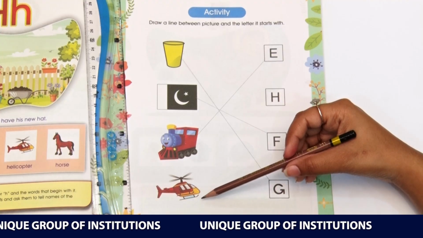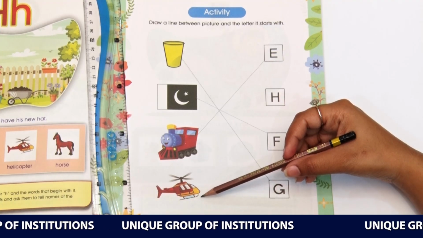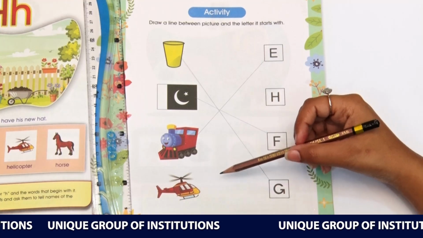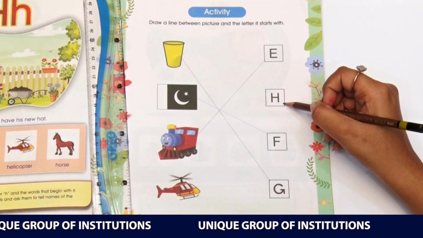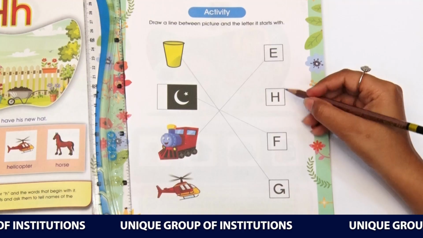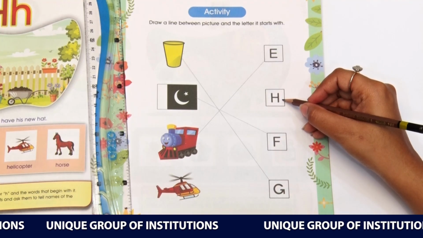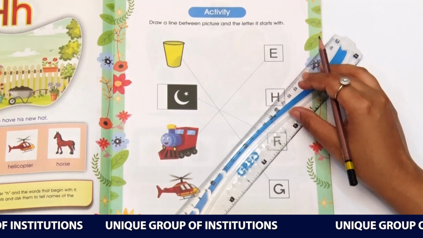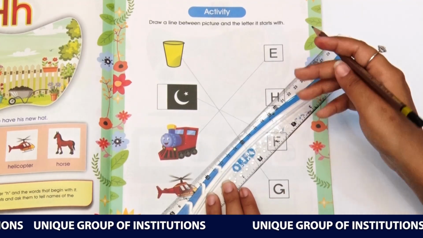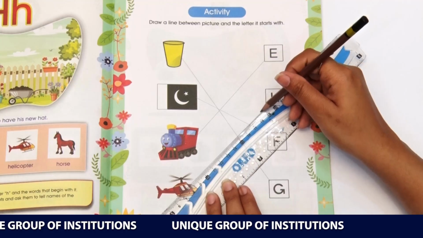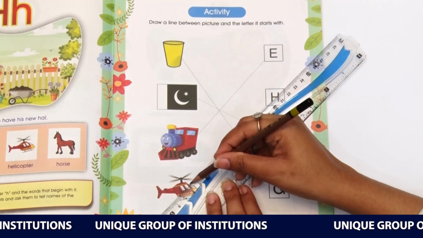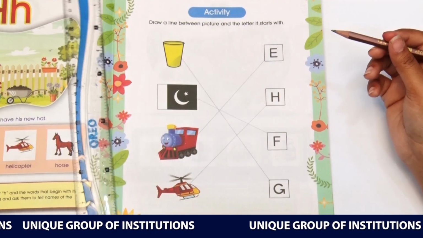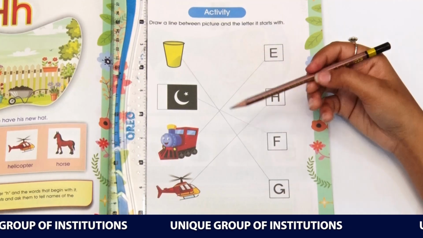Helicopter. Helicopter initial sound is H. So the only letter left here is H, and the letter H makes the sound H. So we have to say H, helicopter. Draw a line between a picture and the letter it starts with. So now revise this with me.